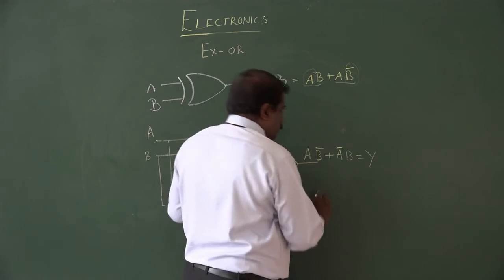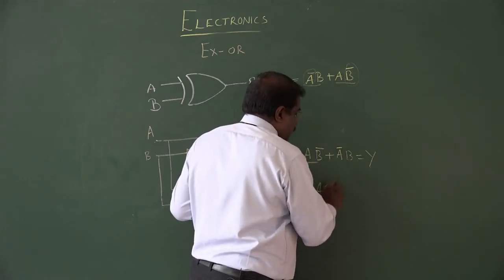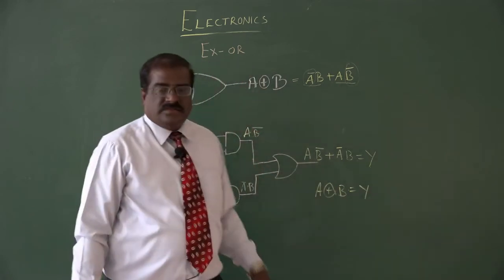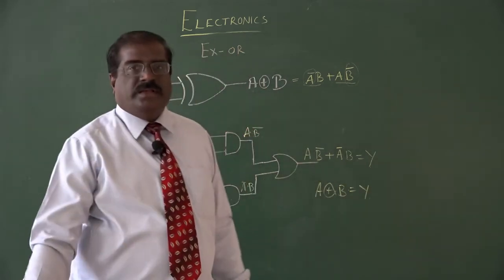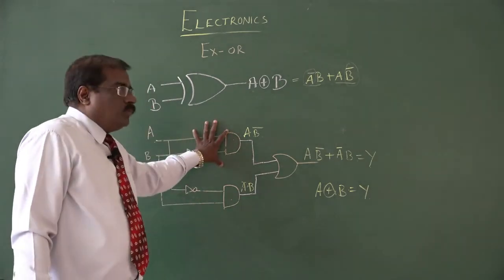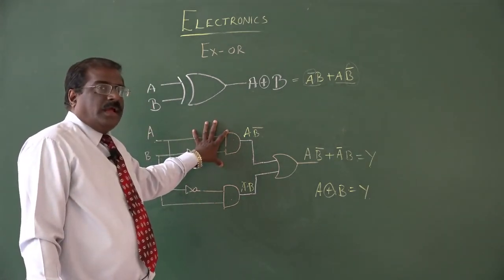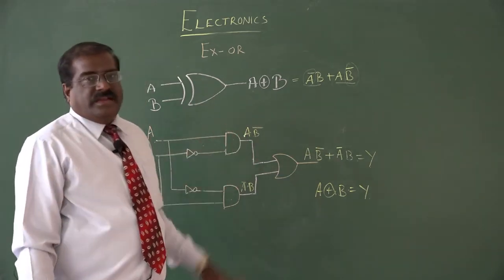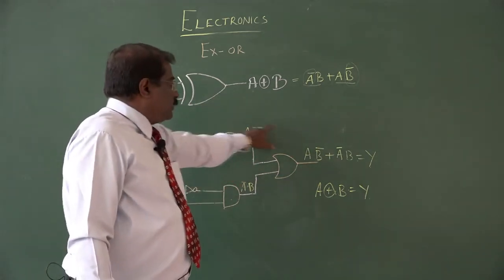Or else we can also write this equation as A XOR B is equal to Y. This is about the XOR gate using basic gates. This will appear for the 2 marks questions. Write the XOR gate using basic gates. At that time we should write this logic diagram.